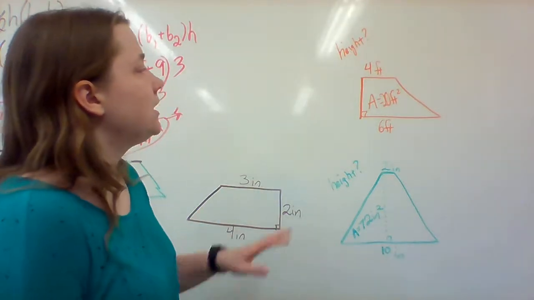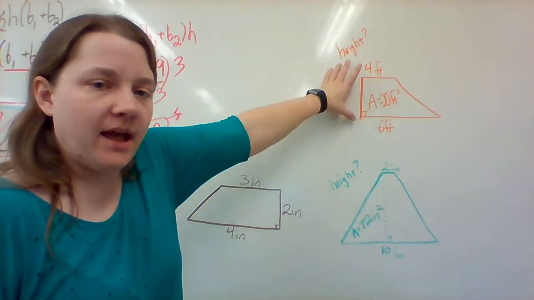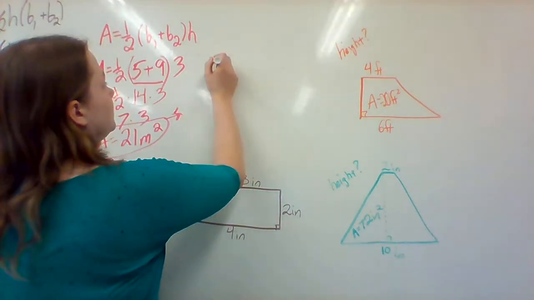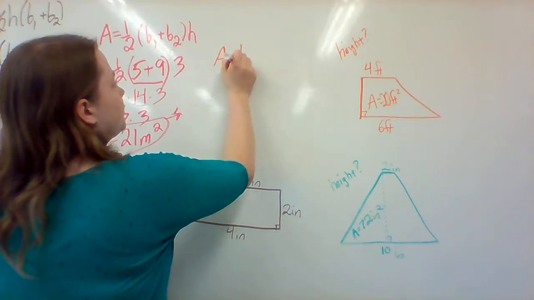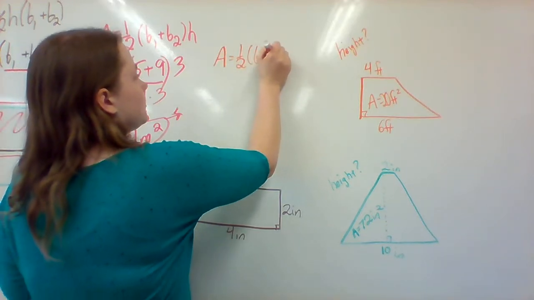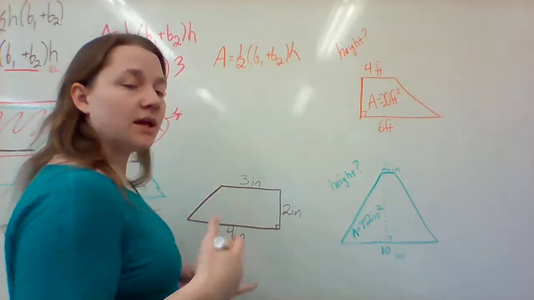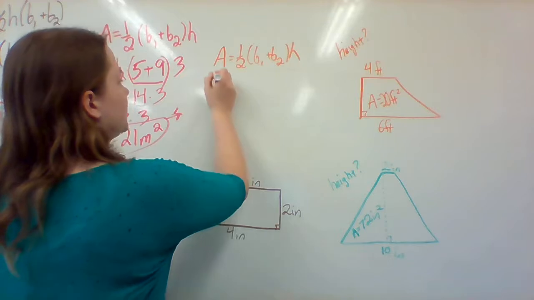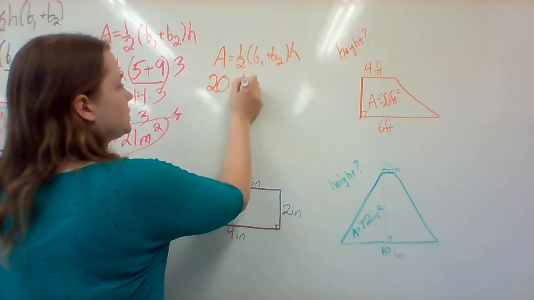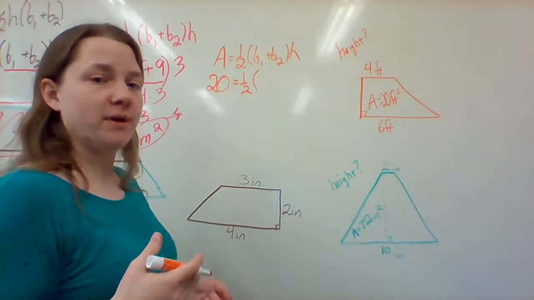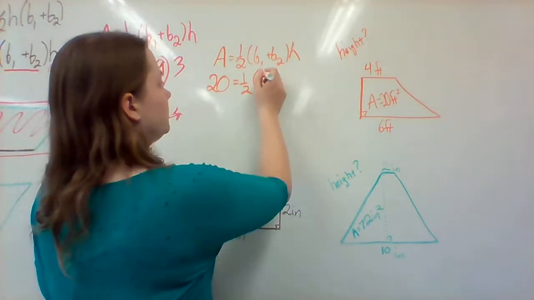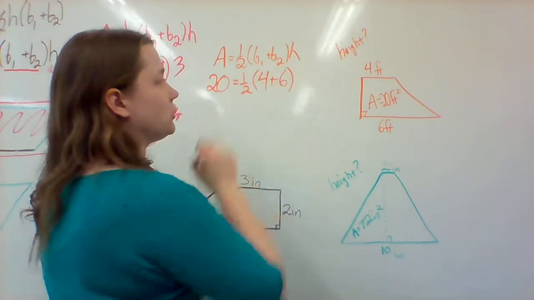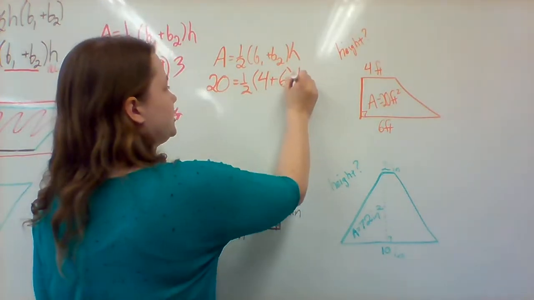So what we're going to do, I have the area, I have the bases. I need to know the height. So to figure this out, I'm first going to write out the formula. And then I'm going to plug in everything that I know. I know that the area is 20 feet squared, so I'm going to put 20 equals 1/2. I know base 1. Base 1 is 4. Base 2 is 6. I don't know the height, so I'm just going to put h.